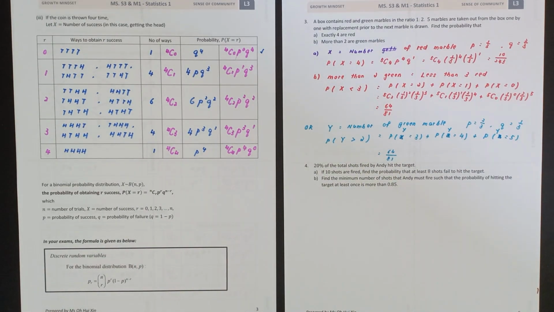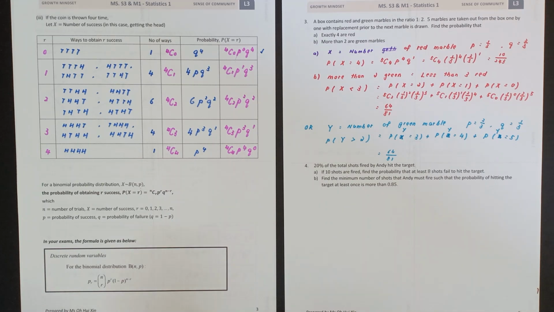Okay, alright, number 4. 20% of the total shots fired by Andy hit the target. If 10 shots are fired, find the probability that at least 8 shots fail to hit the target. Okay, so this question is the same also. The question actually gives you 20% hit the target, and A asks you what is the probability that they fail to hit the target.